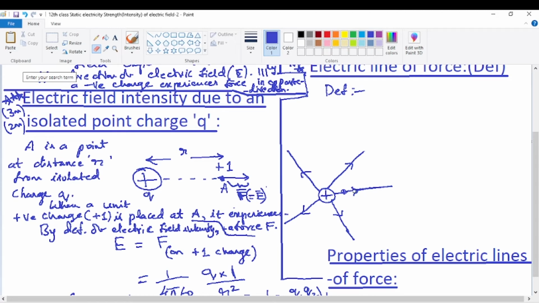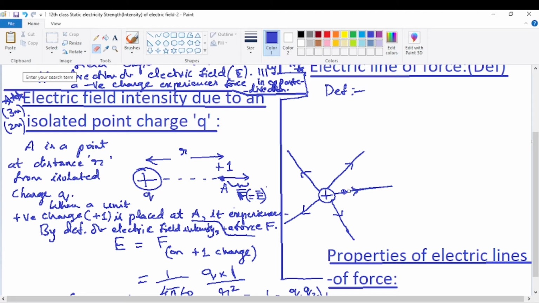If a test charge is so small, tending to 0, then this charge will not get disturbed, so the electric field will exist as it was earlier. But still this is an imaginary situation, because a charge tending to 0 is very difficult to get. So lines of force are also imaginary.